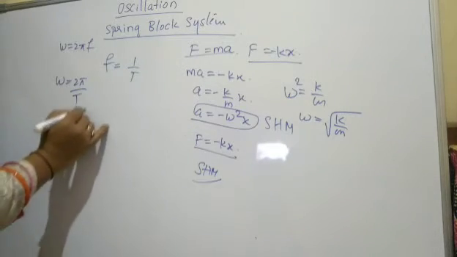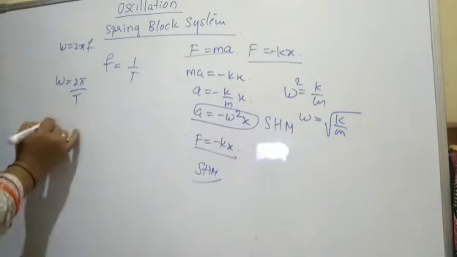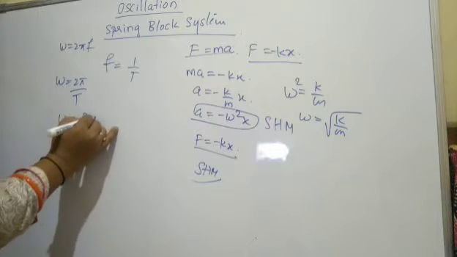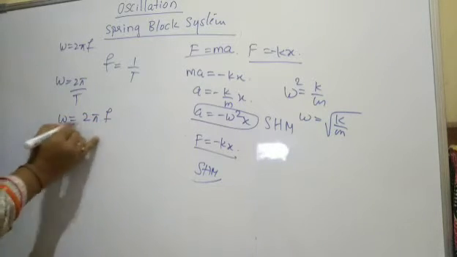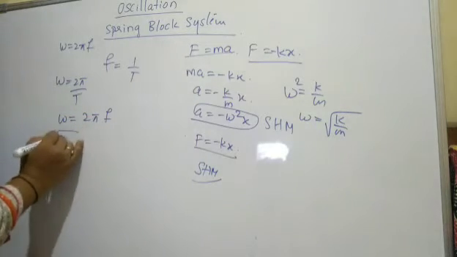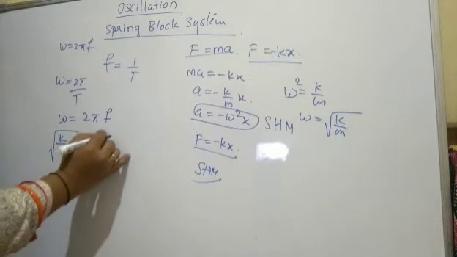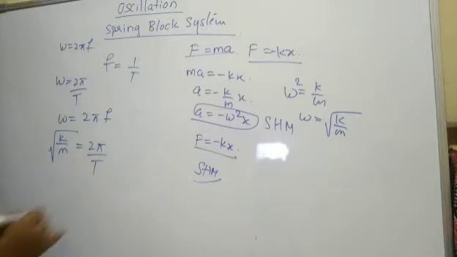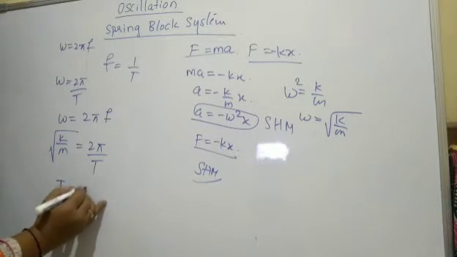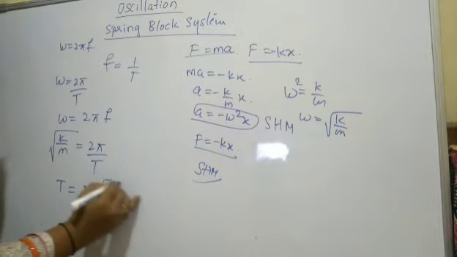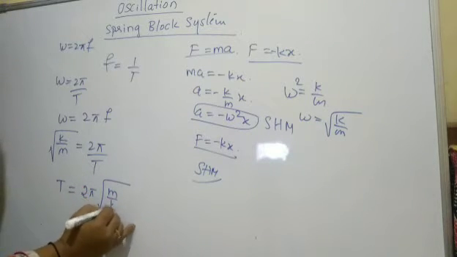Now we get the time period by comparing with this. Omega is equal to 2 pi f, and omega is root of k by m. So 2 pi times 1 by T. The time required, that is the time period, is 2 pi root of m by k. I have written it directly.